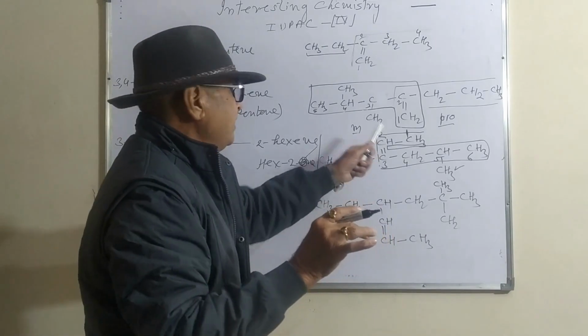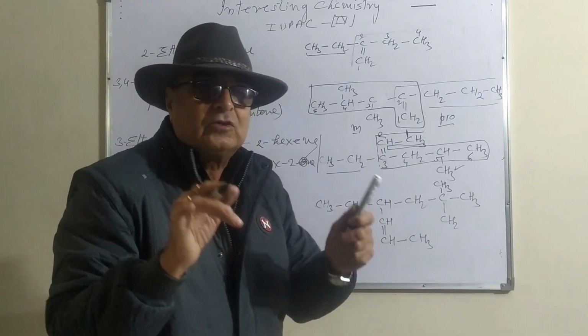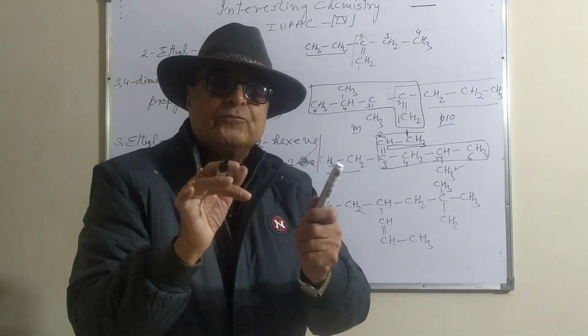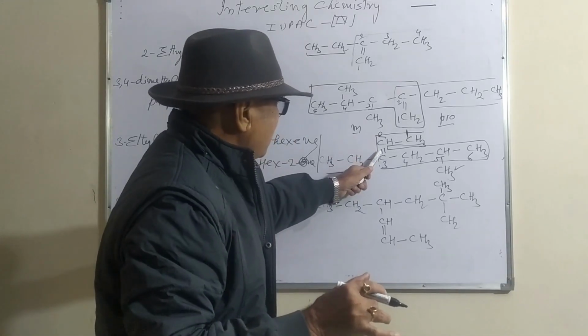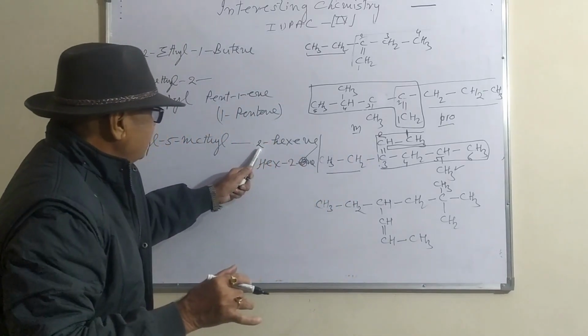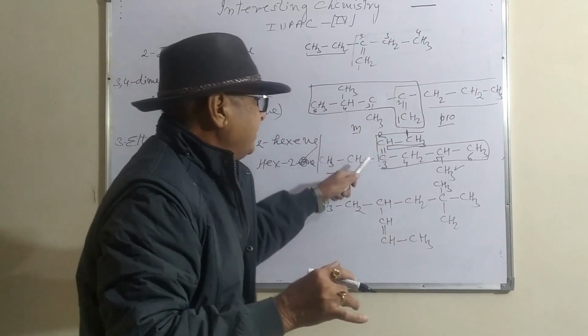So the name of the parent compound with hexene. Where is it? Again, show the location on the second carbon. So you write here 2-hexene. It is the name of the parent compound.